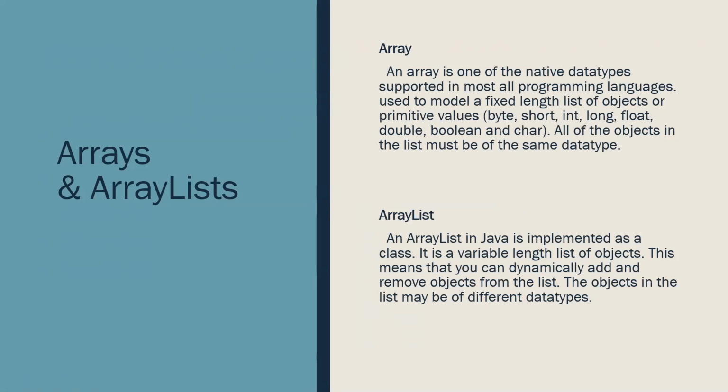Then we have the array list. An array list in Java is implemented as a class. It is a variable length list of objects. This means that you can dynamically add and remove objects from the list. The objects in the list may be of different data types.